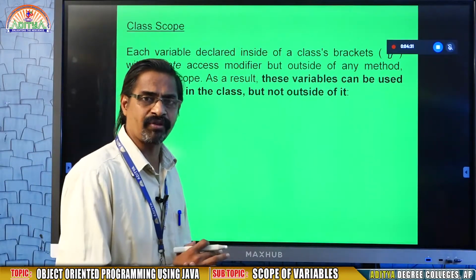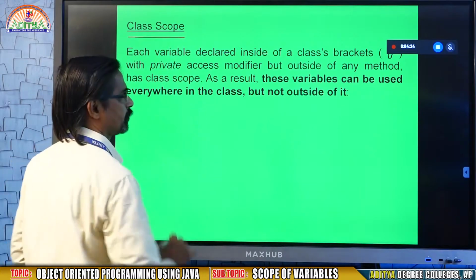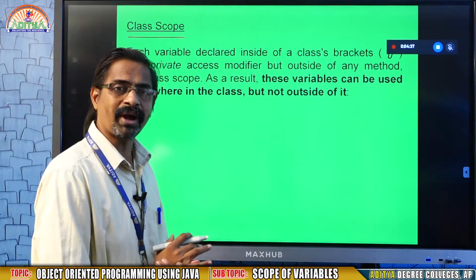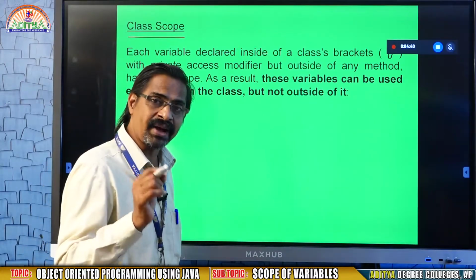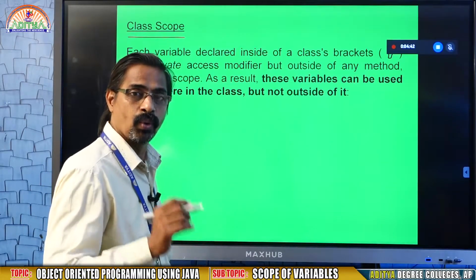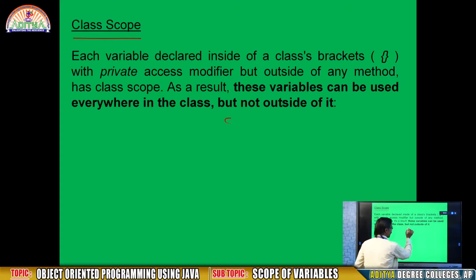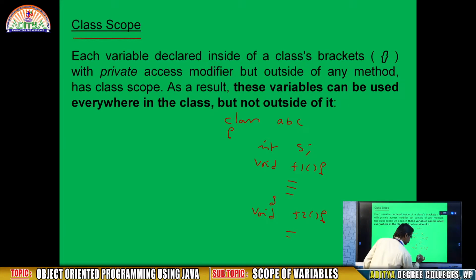The very first scope of the variable is class scope. What do you mean by class? In Java, we write programs using classes. For example, class, some class name. In the class, I define a variable s. And there will be some functions like void f1. In Java, the functions we call as methods. Void f2. Assume this is my class.